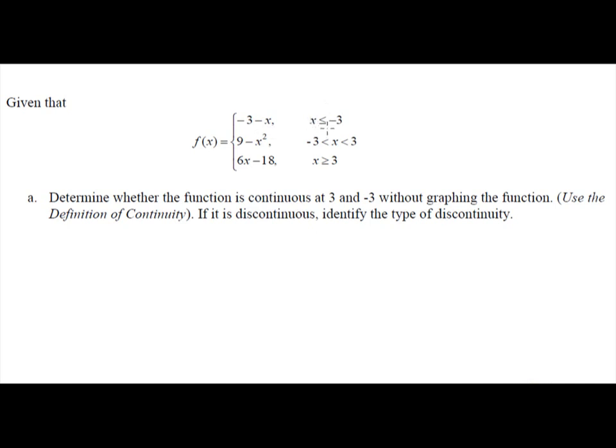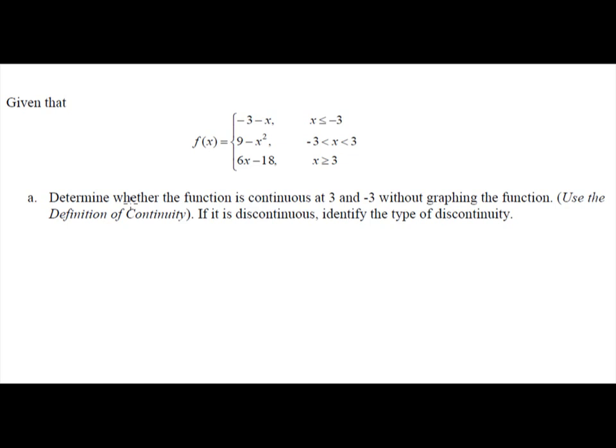So when x is smaller than -3, the function is -3 minus x. But when x is between -3 and 3, the function follows the graph of 9 minus x squared. But when x is equal to 3 or bigger than 3, the function behaves as 6x minus 18. So how do we determine whether this piecewise function is continuous at 3 and -3 without graphing the function?